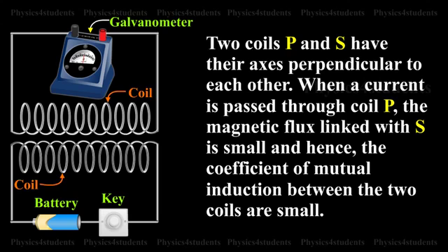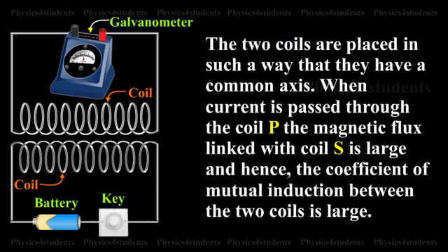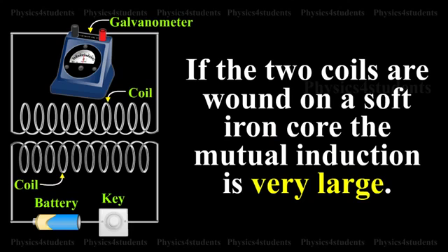The two coils are placed in such a way that they have a common axis. When current is passed through the coil P, the magnetic flux linked with coil S is large, and hence the coefficient of mutual induction between the two coils is large. If the two coils are wound on a soft iron core, the mutual induction is very large.